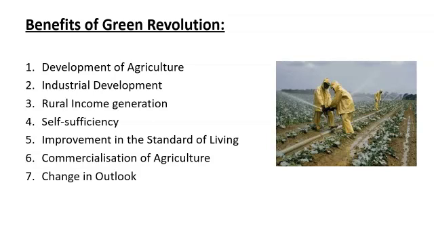Number 5, improvement in the standard of living. Due to the Green Revolution, the income level of the people increased. As a result, their standard of living has also increased. Number 6, commercialization of agriculture. Because of the Green Revolution, agriculture has not only become a living farm for farmers but also commercial farming.